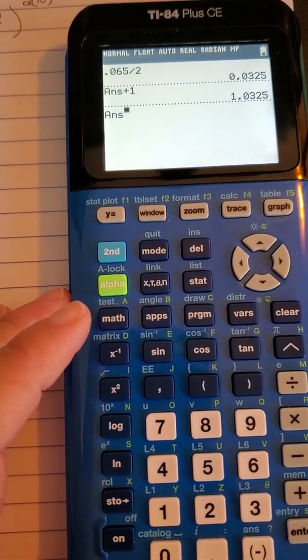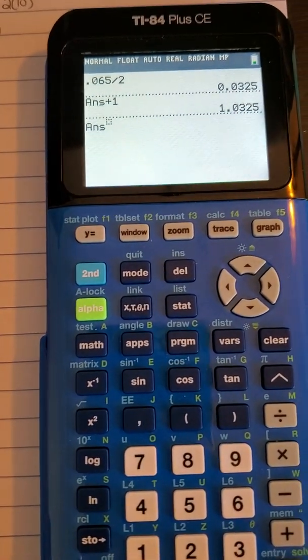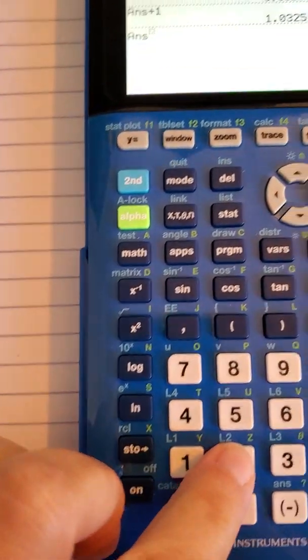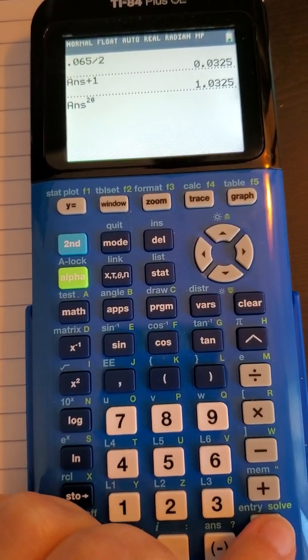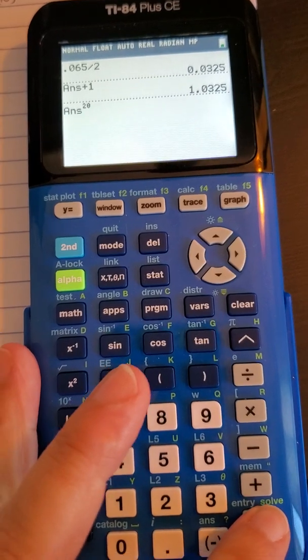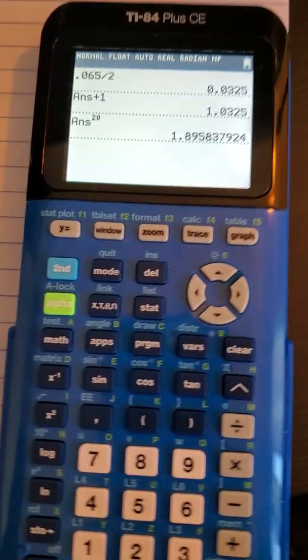So it's going to say answer. So it's going to put this there. And I'm going to put in my 20 there. And depending on the age of your calculator, sometimes it'll put it as an exponent. Sometimes it'll just show the caret with the 20. All right. And I get this long decimal.